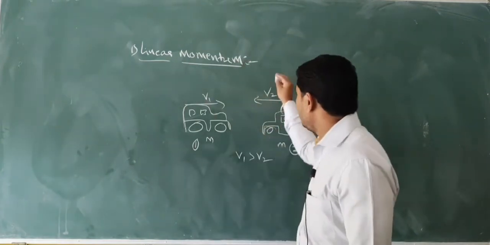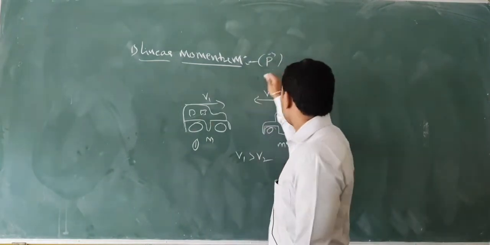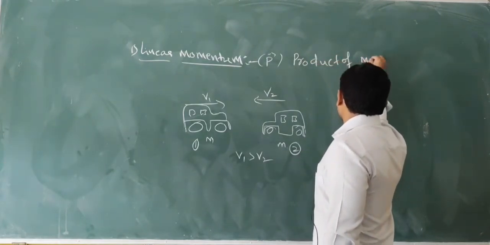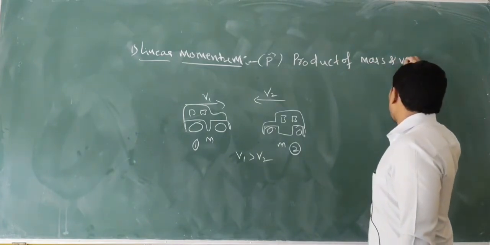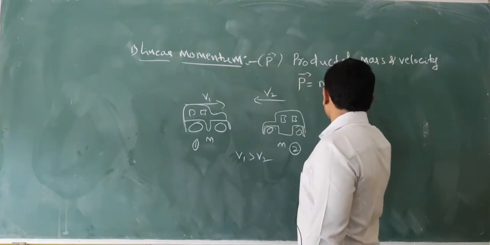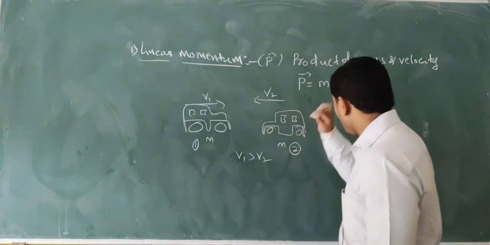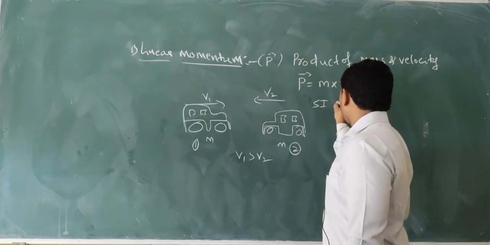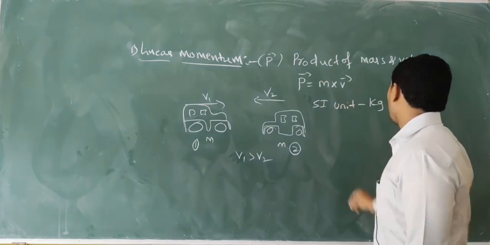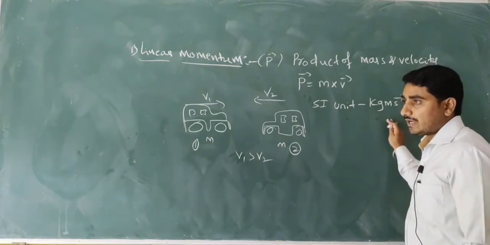Generally, linear momentum is denoted by P. Mathematically, linear momentum is the product of mass and velocity. So, P is equal to m into v, and linear momentum is a vector quantity. The SI unit of linear momentum: m means kg, velocity means meter per second. The SI unit of linear momentum is kg meter per second.